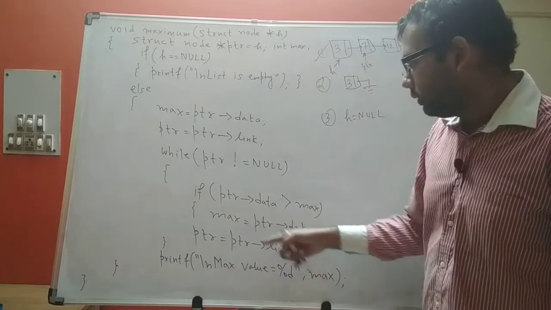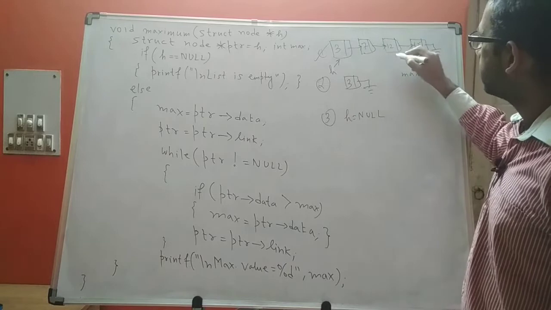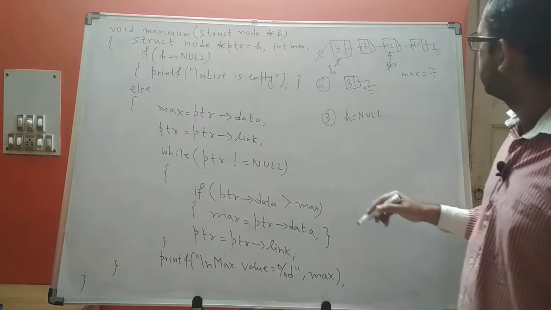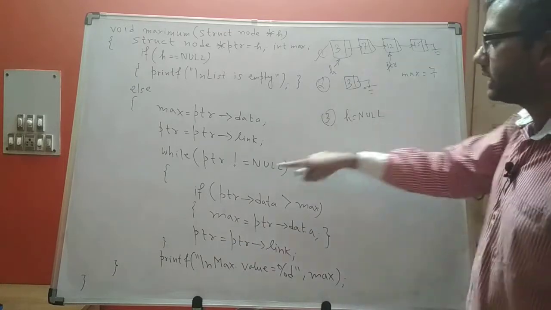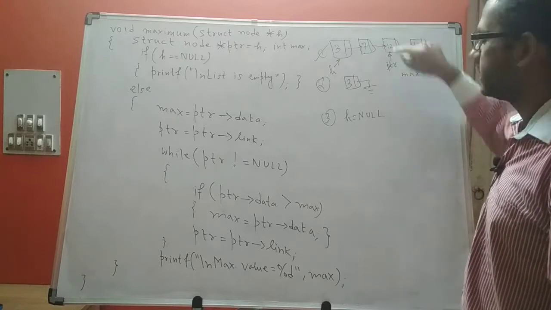Now next, what will I do? I'll say ptr equal to ptr arrow link. So ptr will move from this node to this node. So now ptr is pointing to this node, right? Now again I'll go back up to the loop. Obviously this condition is satisfied because ptr is not equal to null. It is containing the address of this node.